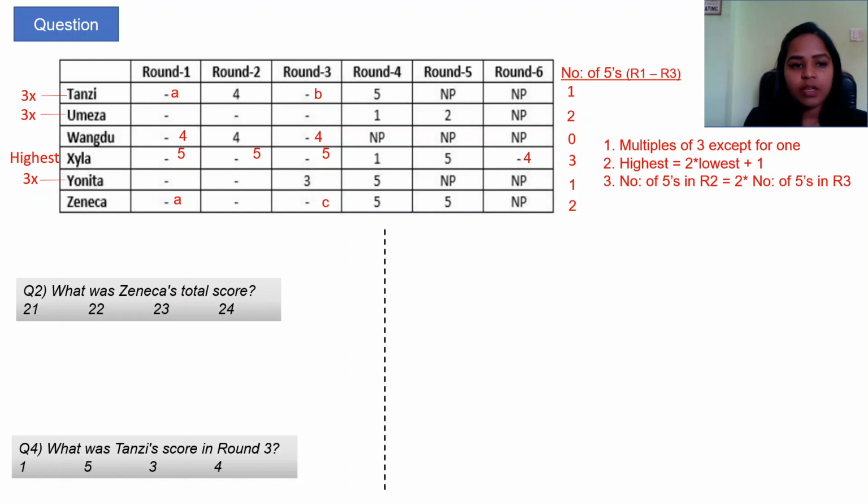So here question 2 asks what was Z's total score and question 4 asks what was T's total score. And we have seen that in the beginning itself, the T's and Z scores are interrelated. In the sense, round 1 scores are same and round 3 scores are different. So let us see if we can get some information because we know that T, U and Y are having same scores.